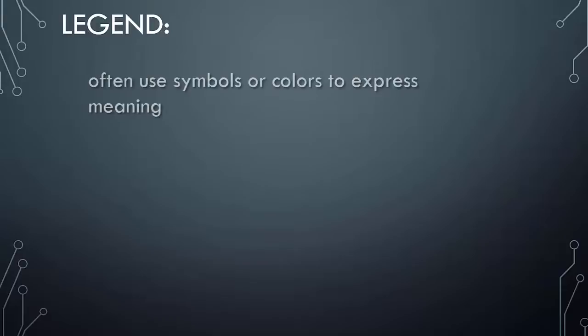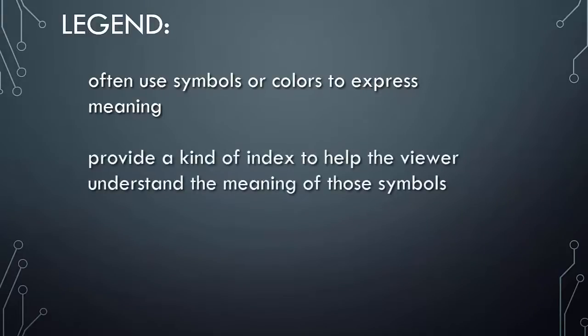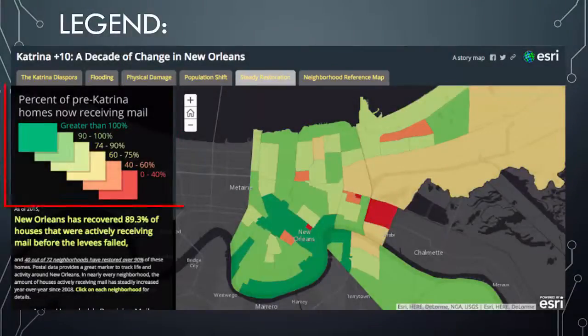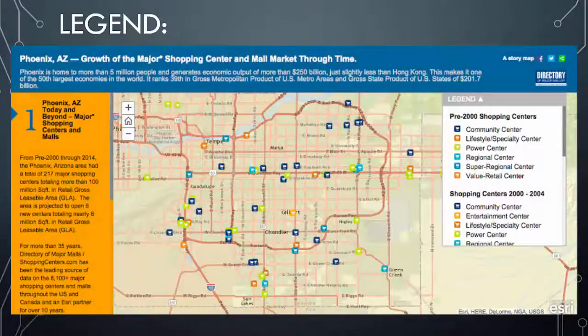Legend. Geospatial visualizations often use symbols or colors to express meaning, and legends provide a kind of index to help the viewer understand the meaning of those symbols. For example, the colors used in this choropleth map are defined with this legend on the left, and differently colored icons are explained with the legend on the right.